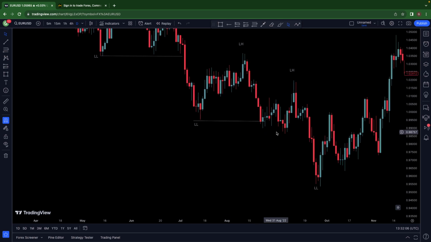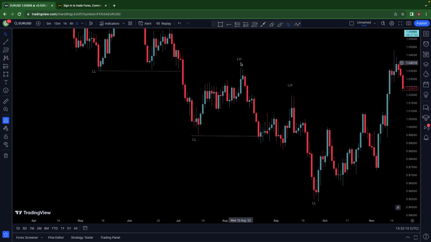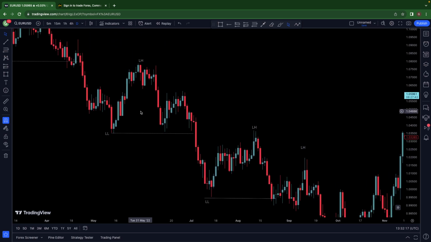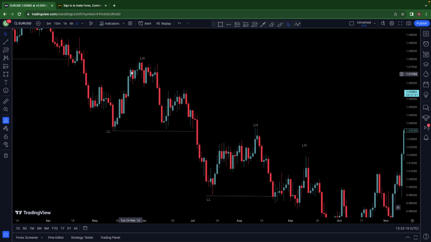So you can basically see here that price is just simply giving us lower lows and lower highs. You understand? So that's that for now. In subsequent classes, I'll do well to explain how we position ourselves to maximize this opportunity right here.